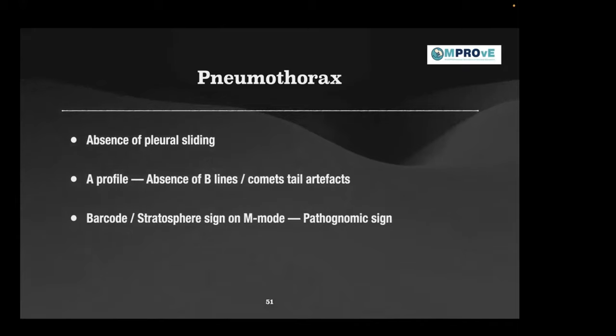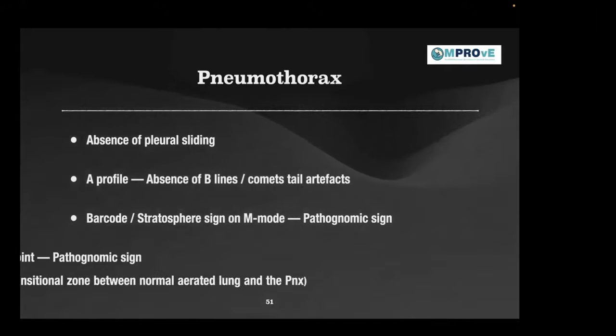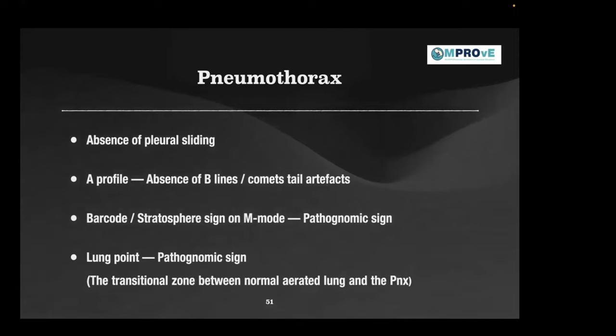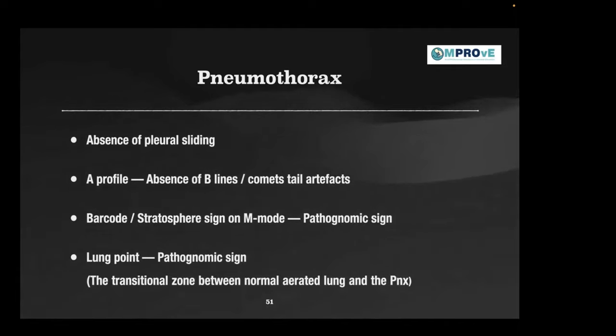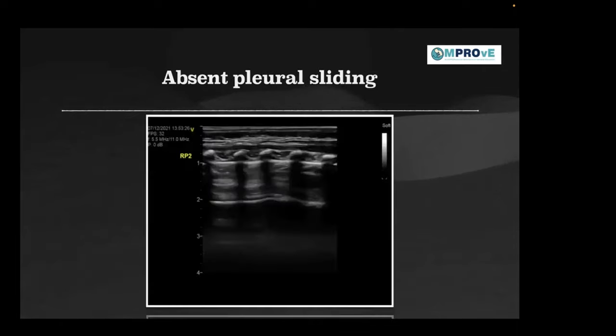When you interrogate that area with the M mode, you will see barcode or stratosphere sign. And it is a pathognomonic sign for the pneumothorax. And you will see a lung point, which is again a pathognomonic sign. It's basically a transitional zone between the normal aerated lung and the area of the pneumothorax. You might not see the lung point if it is quite a sizable one or a complete collapse of one side of the lung. But if you see it, it means there is a transition between the normal lung and the pneumothorax area.